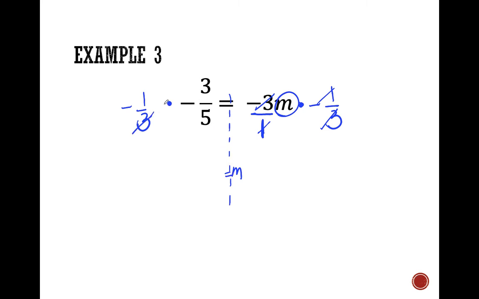And then over here, we can actually cross simplify the 3's as well. And then a negative times a negative is positive. 1 times 1 is 1. 1 times 5 is 5, and our final answer is 1/5.